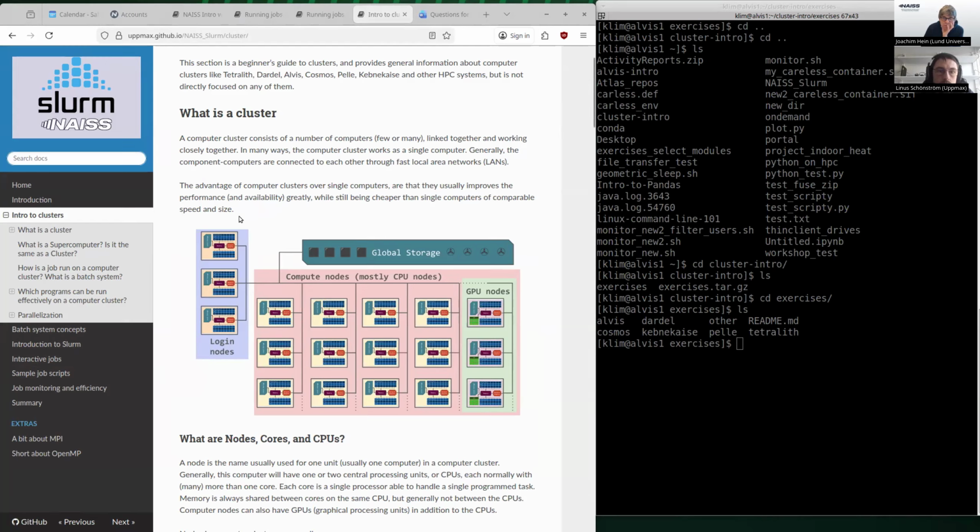If you look at this figure in front of you, it shows a whole overview of a cluster. Maybe later we will go through every single part of it, but in general, you can see here three main parts: the login nodes, the compute nodes, and the part about the global storage.